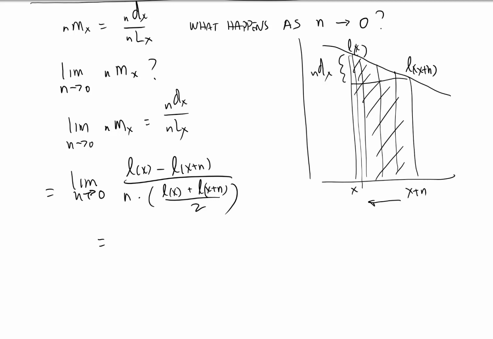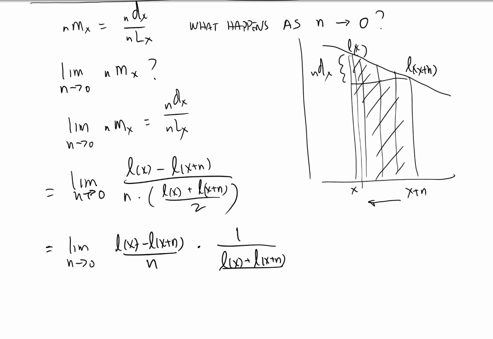And that equals the limit as n goes to 0. I'm going to rewrite this in two pieces. I'm going to take this n, and say l x minus l x plus n over n, times 1 over l of x plus l of x plus n over 2.